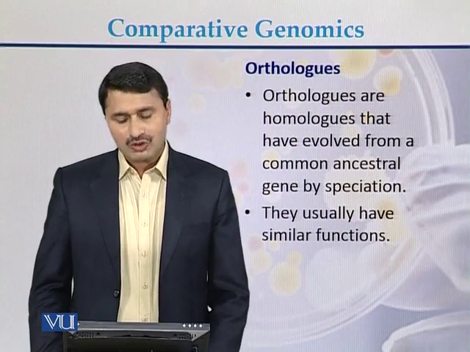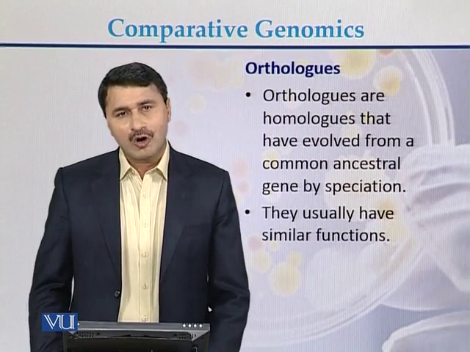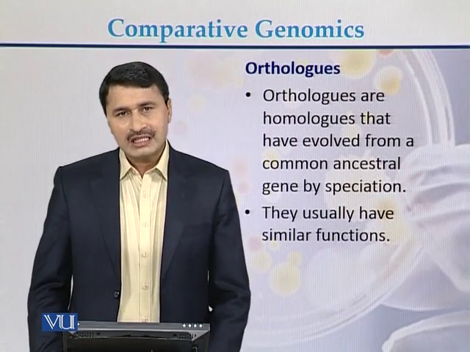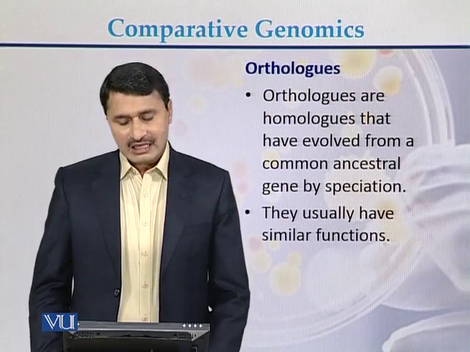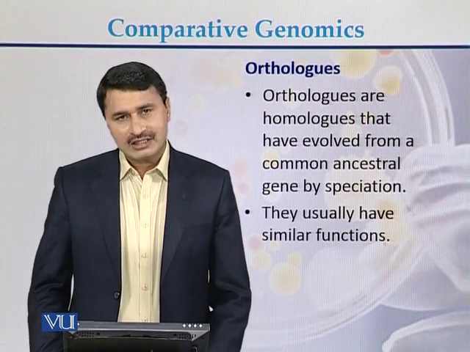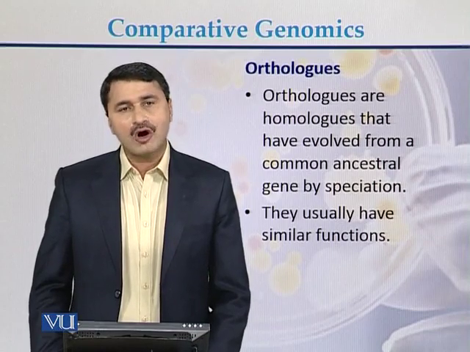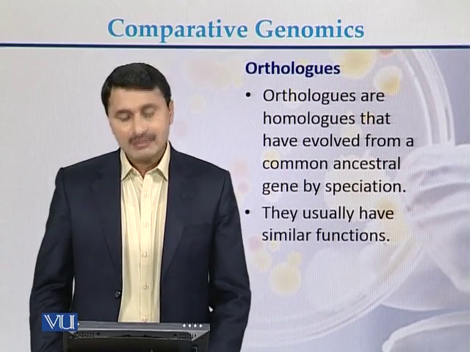Orthologs are those homologies that have evolved from a common ancestor by speciation. That means if two different characters evolved from a common ancestor by speciation, they are called orthologs of each other. They usually have similar functions.